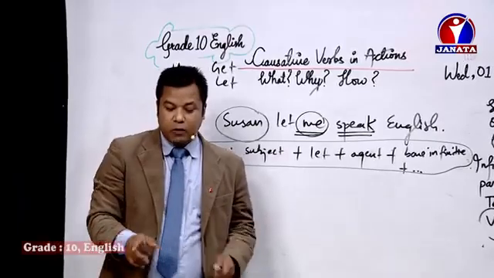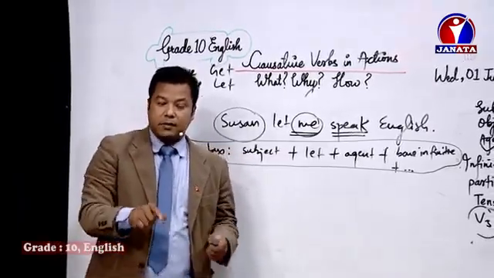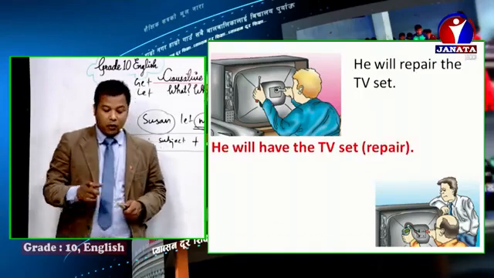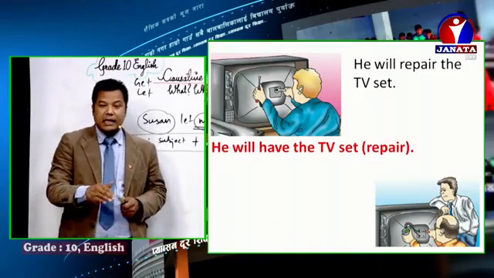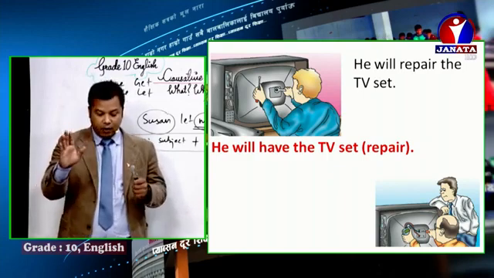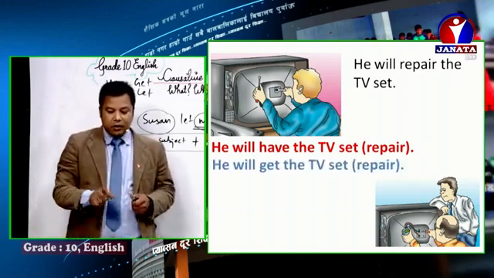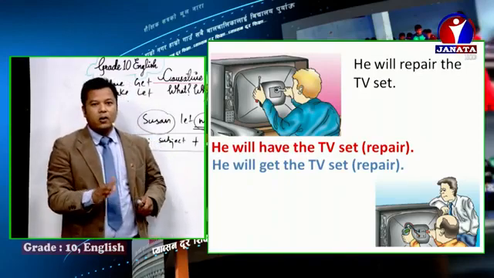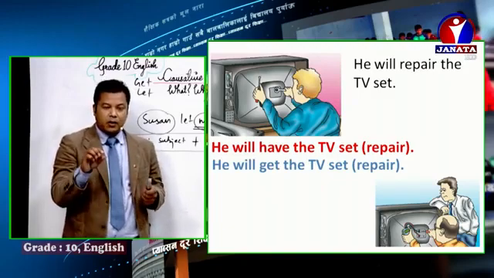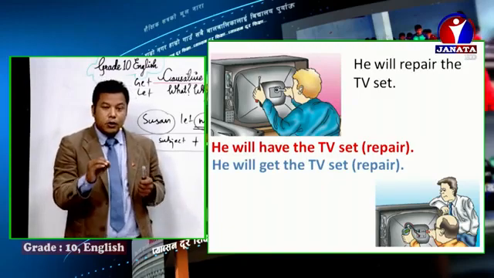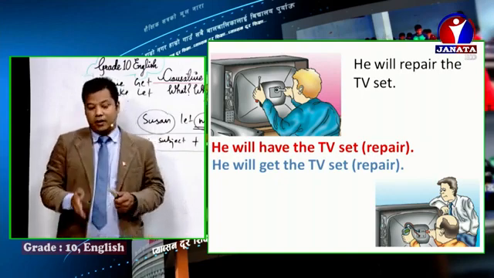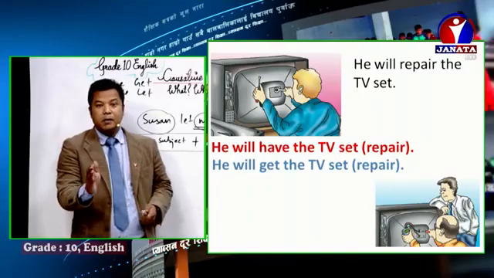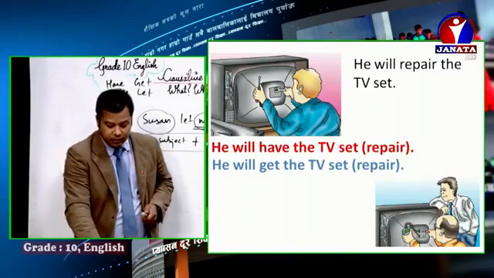Let's take an example. He will repair the TV set. This is not causative because the subject he is doing the work himself. Now, if you want to put that into causative, see how it will go. He will have the TV set repaired. Figure 3, above 3. He will get the TV set repaired. Either you use have or get, because these 2 sentences do not have the object working for the subject mentioned right here. We simply follow figure 3.